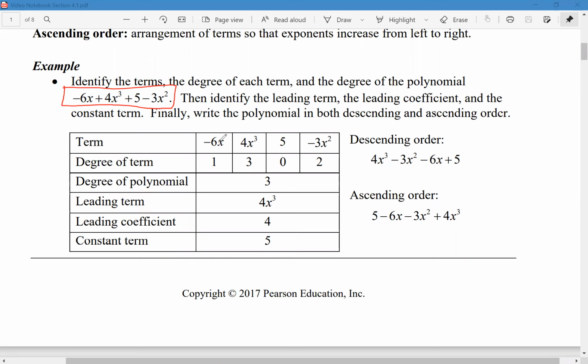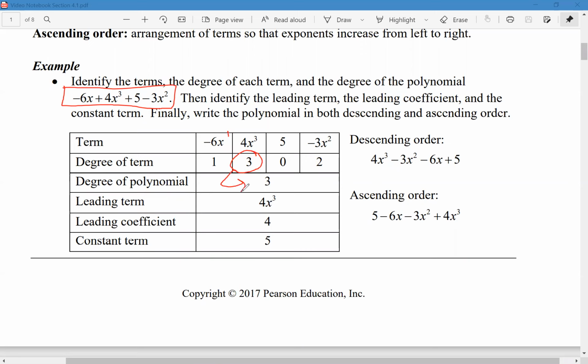So notice how we split up those terms, kind of the pieces, right? So we found the degree of each term. The degree is essentially the exponent, if there is one. If there would be more than one variable, we would have to add the exponents together, but that was not necessary here. So negative 6x has a degree of 1. 4x to the third has a degree of 3. 5 is just a number, a constant number that always has just a degree of 0. Negative 3x to the second, or negative 3x squared, has a degree of 2. Okay, so of all of those, the highest degree is 3.